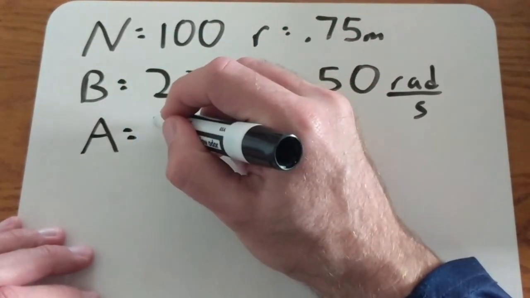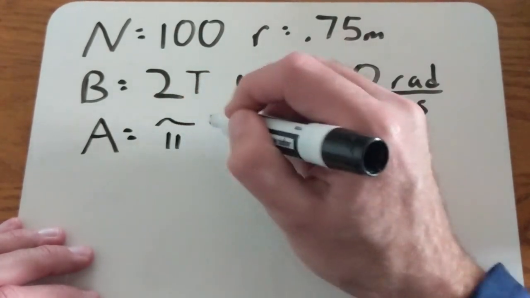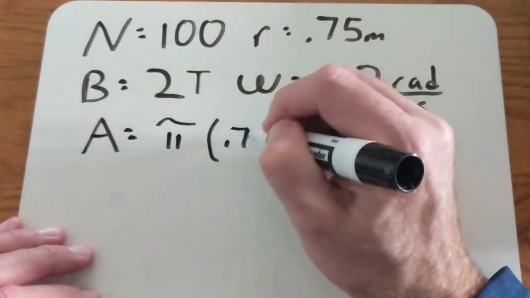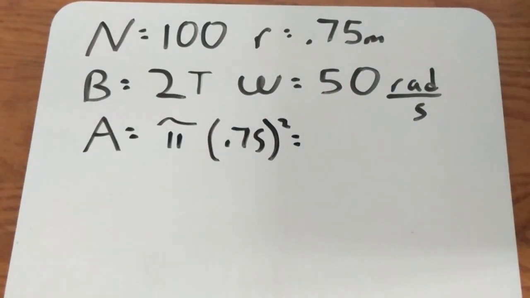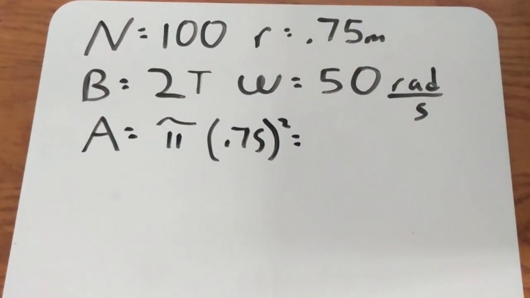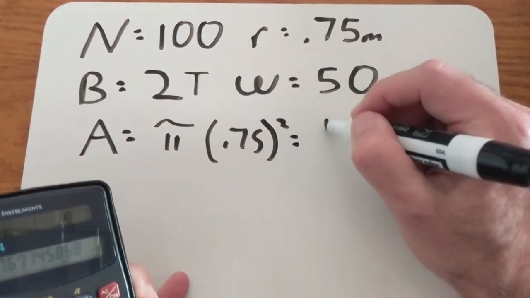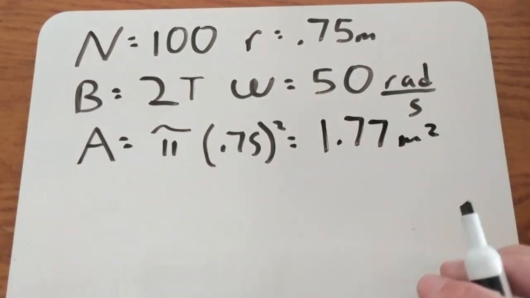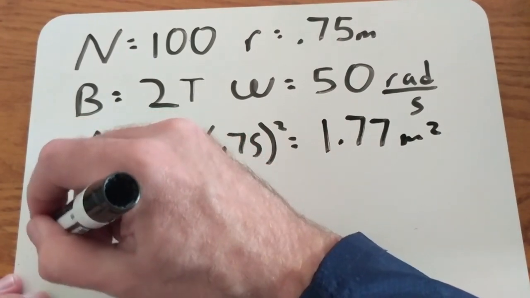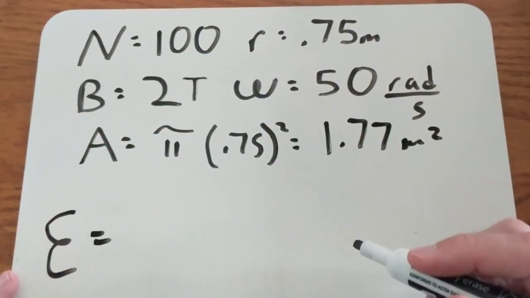A is equal to, since it's a circle, pi r squared, 0.75 squared. And we go to our calculator really quick, and we get pi times 0.75 squared. We have 1.77 meters squared. So once we have that, it's a fairly easy plug and chug equation.